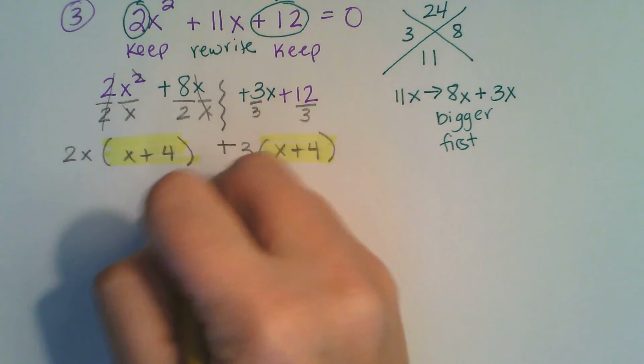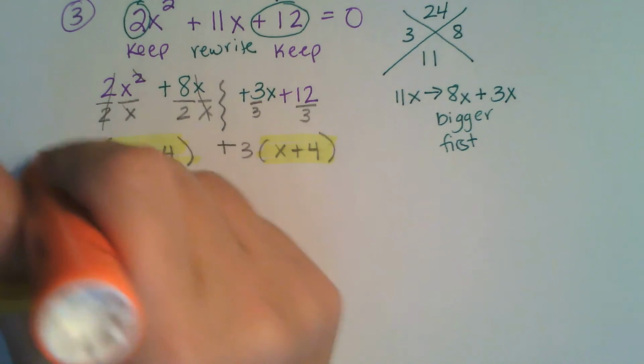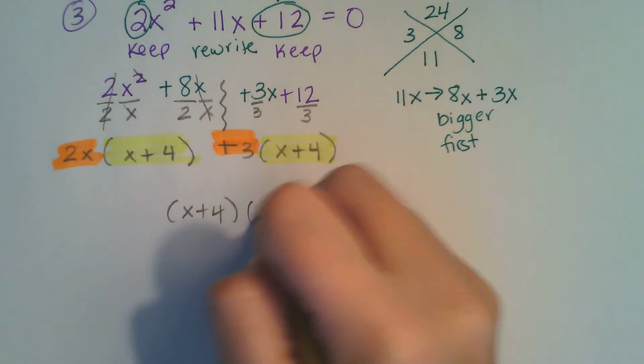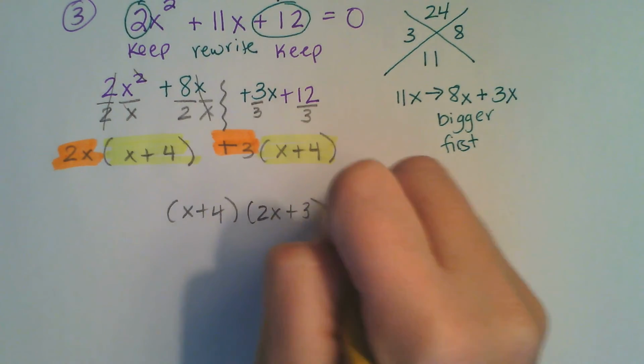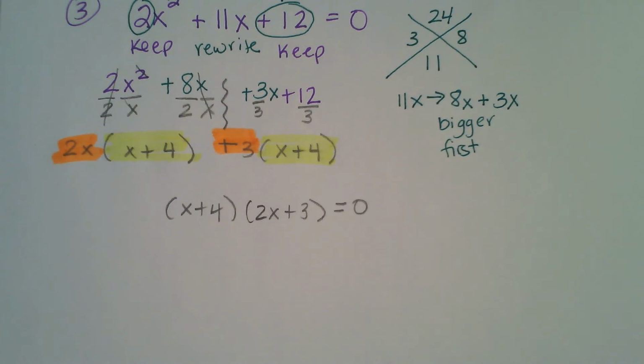So I write x plus 4 and 2x plus 3, and I'm going to set each of those equal to 0 to get my solutions.